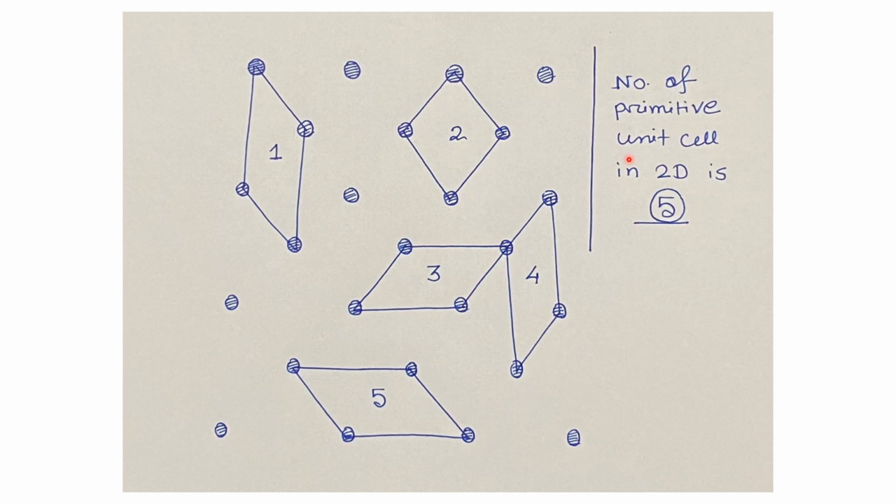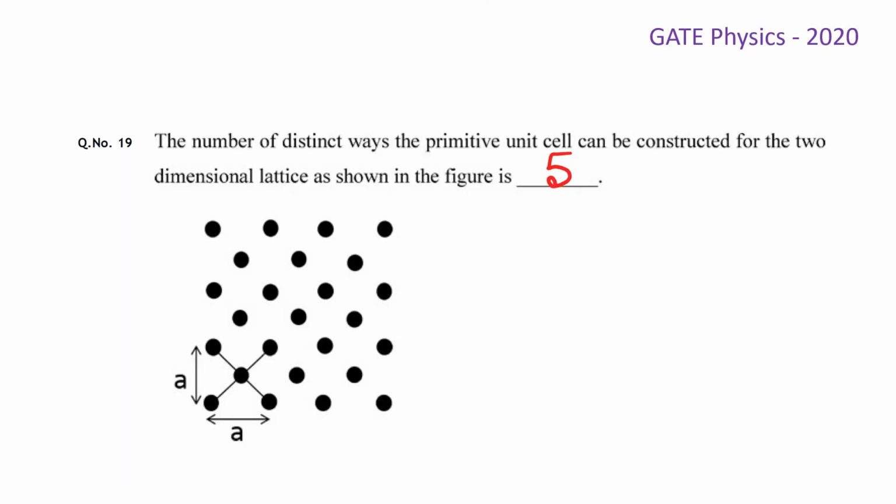So the number of primitive unit cells in two dimensions is 5. From this solution we found that for this two-dimensional lattice structure the number of distinct ways the primitive unit cell can be constructed is 5.